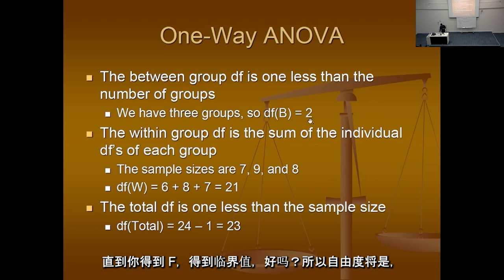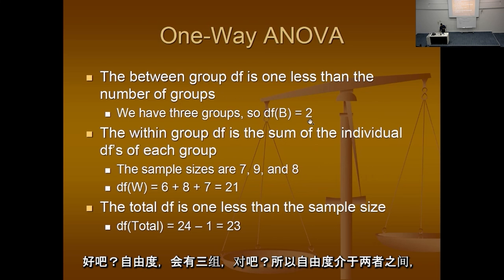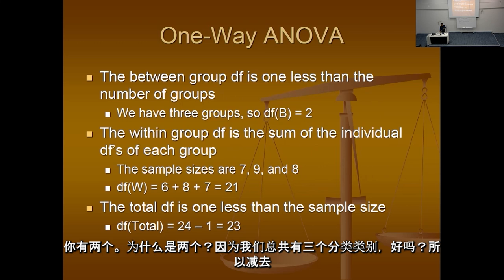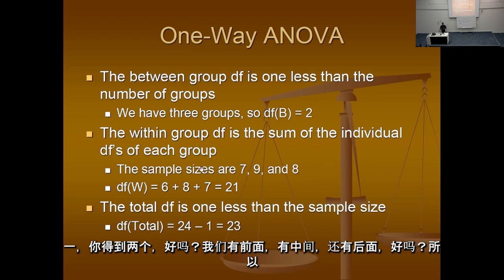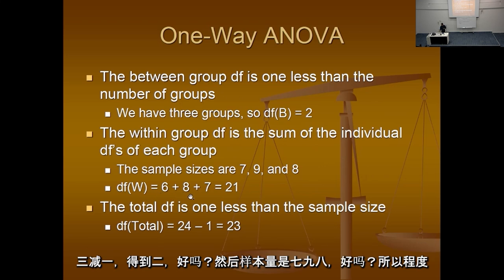So the degree of freedom will be, there will be 3 groups, right? So the degree of freedom for the between is 2. Why 2? Because altogether we have 3 categorical classes, so minus 1 you get 2. We have the front, the middle, and also the back, so 3 minus 1 you get 2.